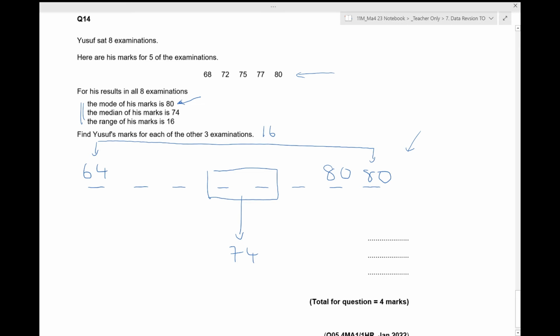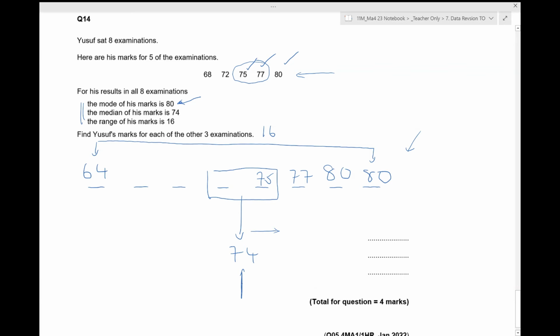All right. Now, 74 is the median here. If I look at these numbers, I've got to fit in the 75 and the 77 somewhere to the left there. So it better be 75 and 77. Okay, so I've got the 80 in, the 77 in, and the 75 in.